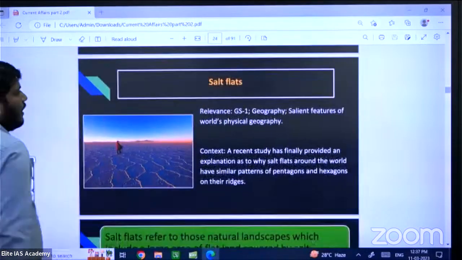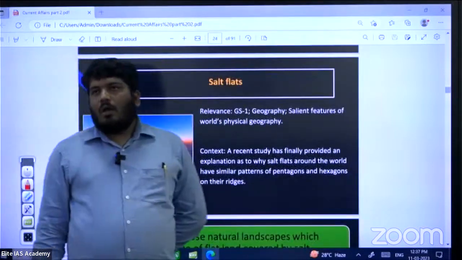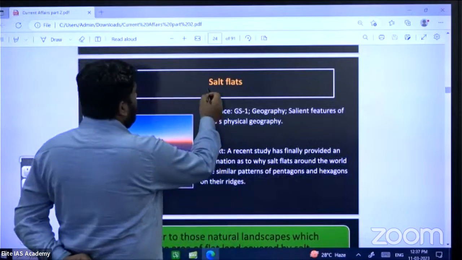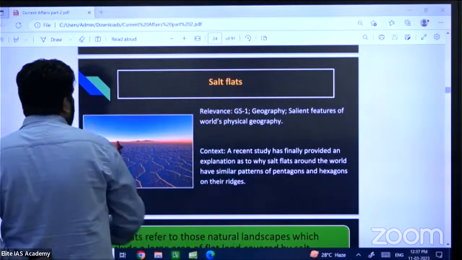Coming to the next topic, it is related to geography. Simple, what does salt flat mean? I'll explain you in simple terms.